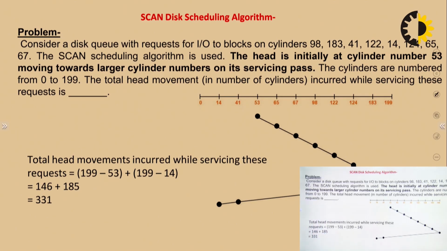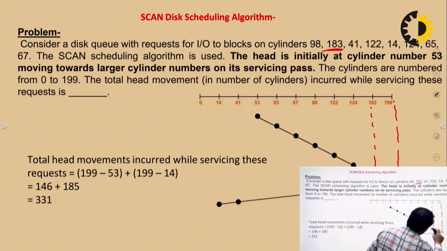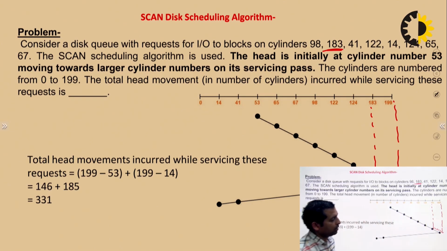Now the same problem: the head is initially at cylinder 53, moving towards the larger cylinder numbers. In this movement, all the requests in that direction will be served. The last request in this direction is 183. It will be served last, but our head goes to the last point of the cylinder. In this approach, this movement is also necessary.